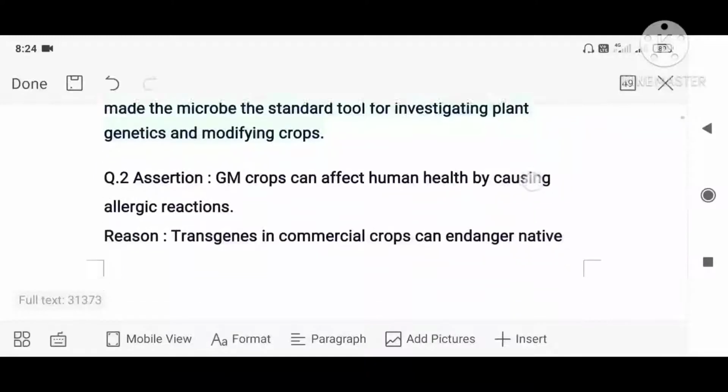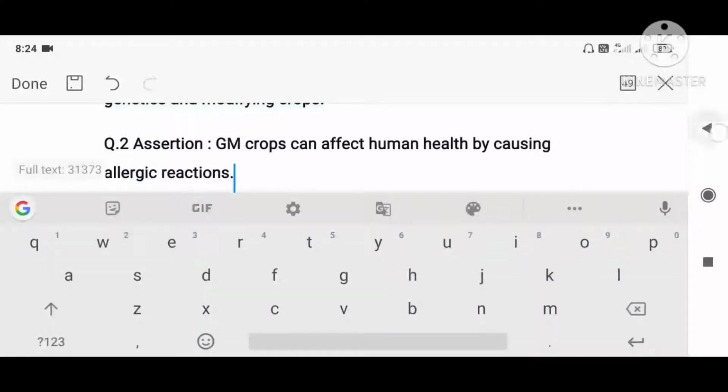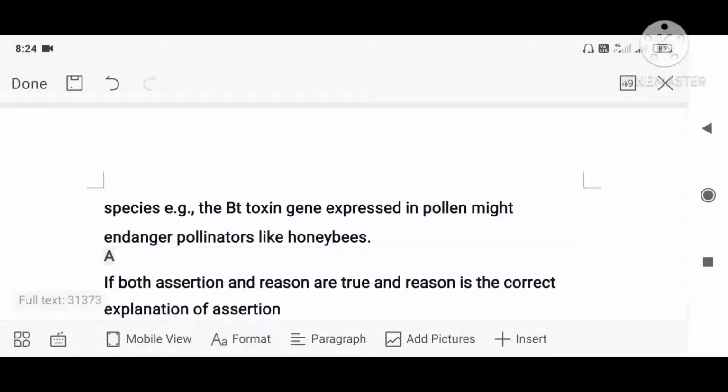Going on with the second question: GM crops can affect human health by causing allergic reaction. Sometimes GM crops affect human health by causing allergic reaction. The reason they gave for the statement is that transgenes in commercial crops can endanger native species. For example, if the Bt toxin gene is expressed in pollen grains, the honeybees that come and visit can get affected. So, that is what they are saying.